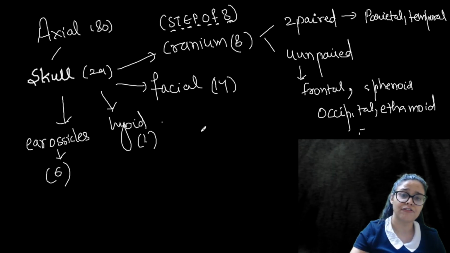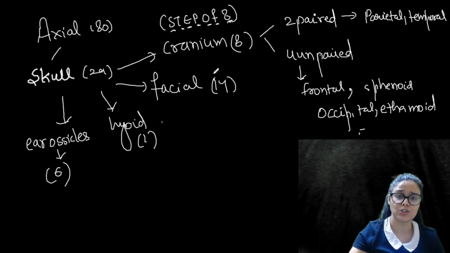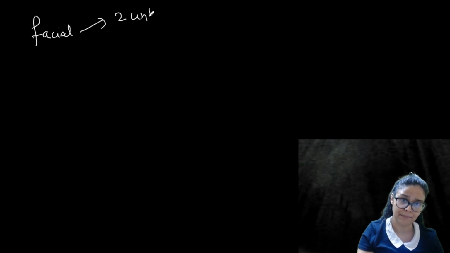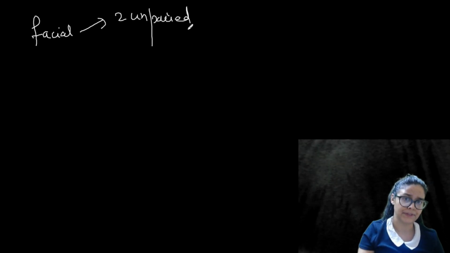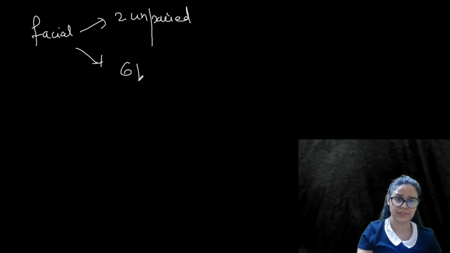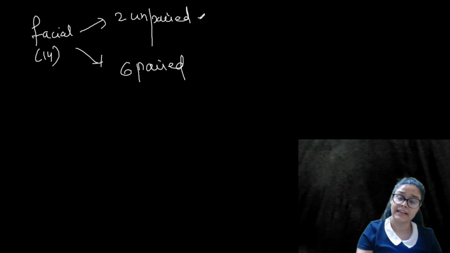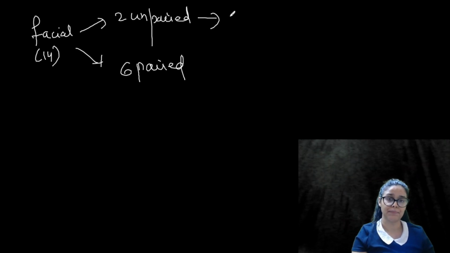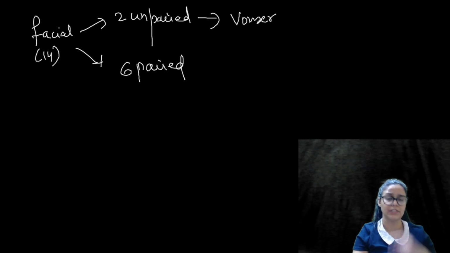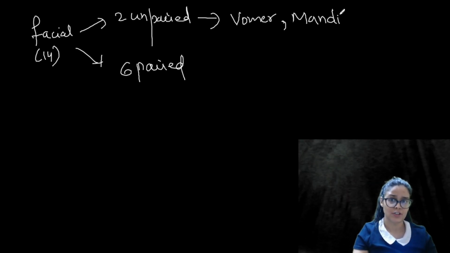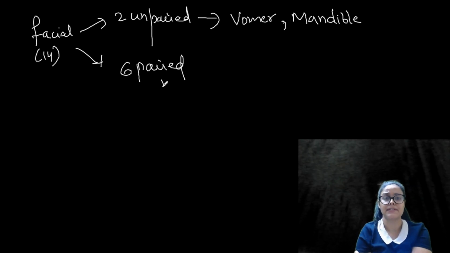When we talk about the facial bones in the skull, we have 14 facial bones. So let's see about the facial bones. 2 are unpaired, and the rest are paired. So 2 unpaired and 6 paired, and 6 paired means total 12, plus 2 makes 14. So we have a total of 14 facial bones, right? Which are unpaired? In unpaired we have the vomer, which forms the bridge of the nose. Then we have the mandible, the lower jaw, right? So the mandible and the vomer are unpaired.